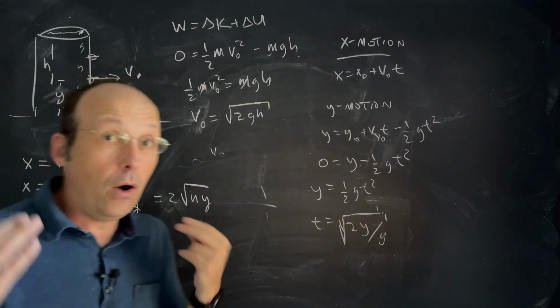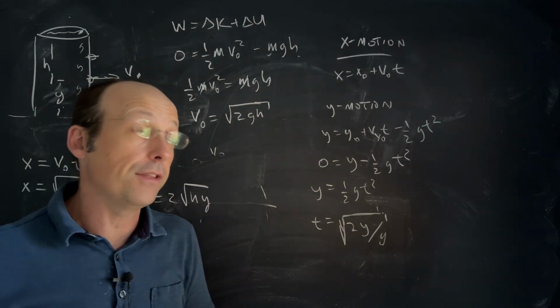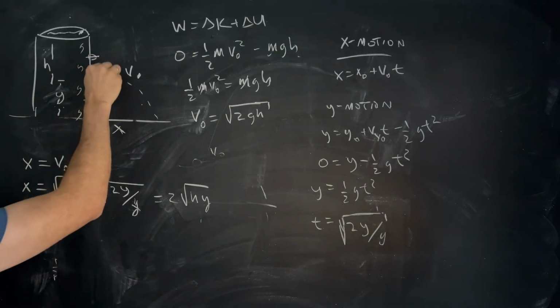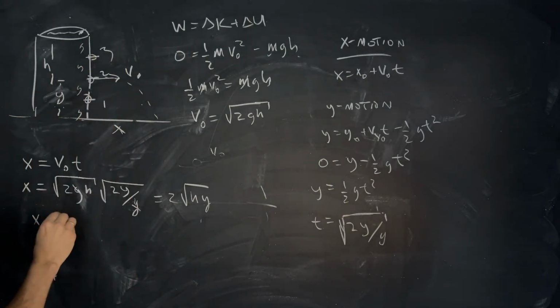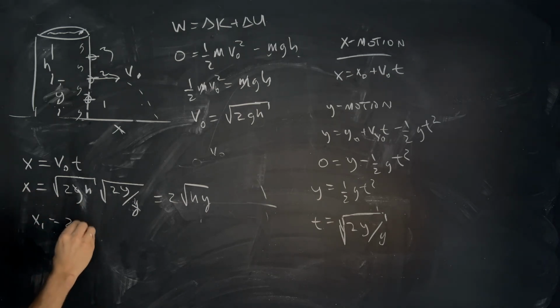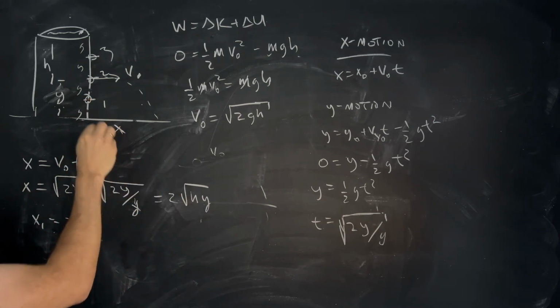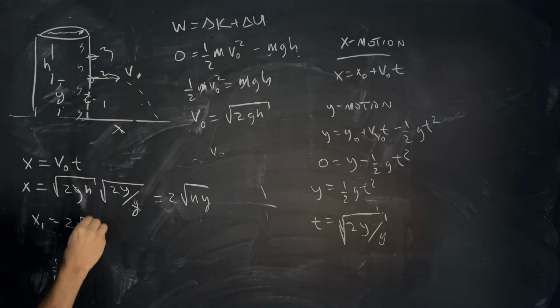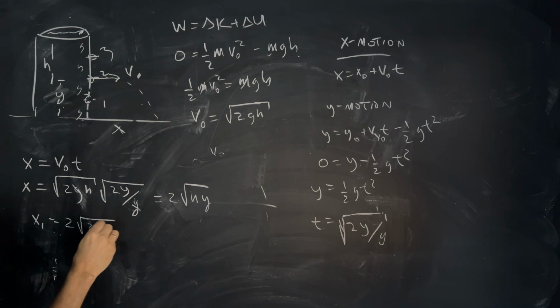Now we can just calculate how far each of these go. Let's call them 1, 2, 3. x1 is going to be 2 times the square root of its height, h, which is 3s, times its height, s.